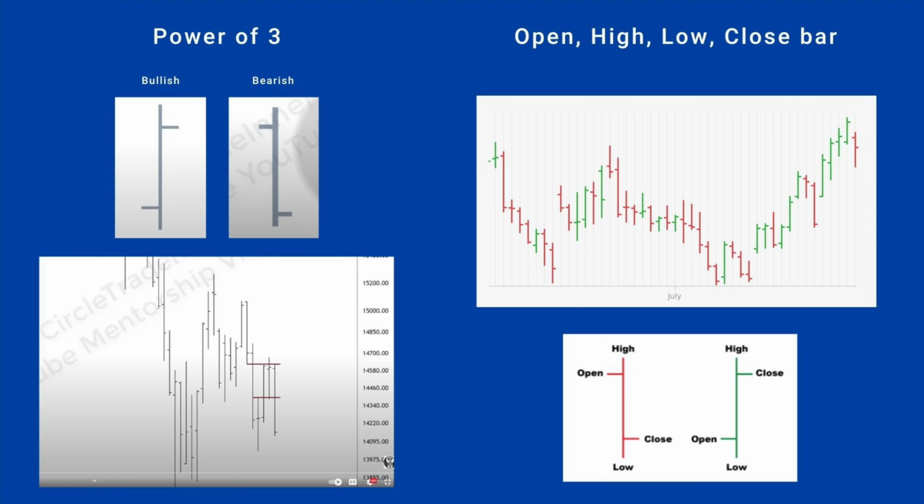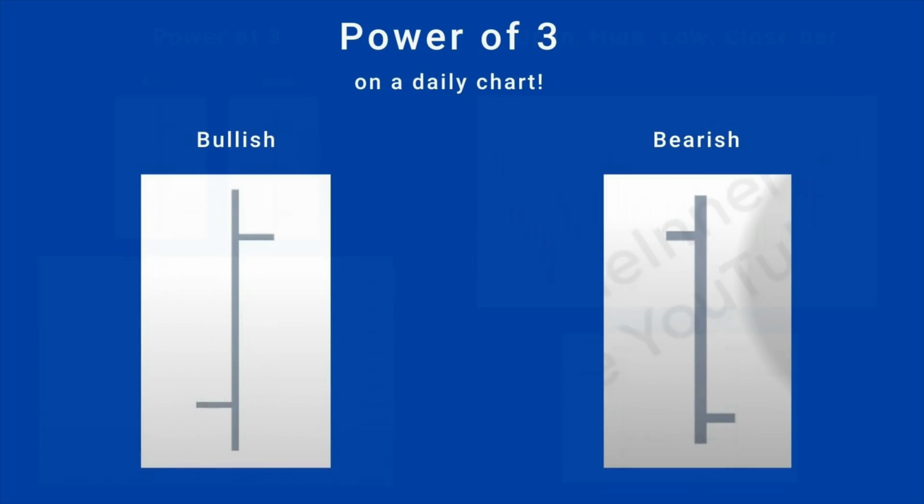And here on the right you can see the open, high, low, close bar and a chart of it and how it was represented in the 90s. But let's go back to our candles and to our power of 3 on a daily chart, because this is how ICT starts to analyze it first. So on the left we have the bullish and on the right we have the bearish one.